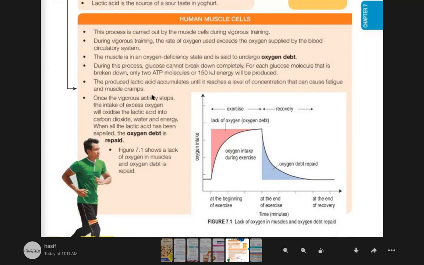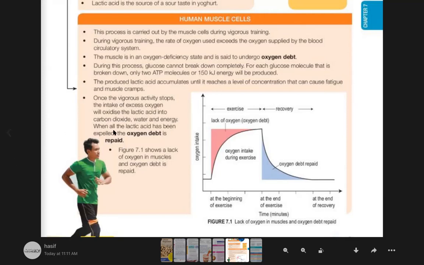Okay, once the vigorous activity stop, the intake of excess glucose will oxidize the lactic acid into carbon dioxide, water and energy. And when all the lactic acid has been expelled, the oxygen debt is repaid. Okay, so sekarang ni bila awak berlari kan, muscle awak ni akan buat anaerobic respiration ataupun lactic acid fermentation. So as a result, lactic acid will more accumulate in your muscle. Betul tak? Okay, so lactic acid tu akan menyebabkan awak rasa letih dan juga awak akan rasa muscle cramp.